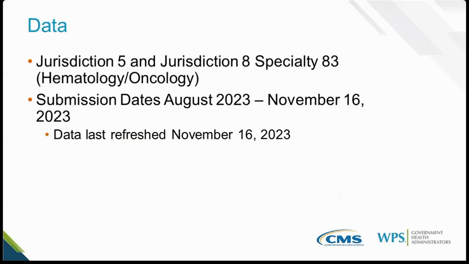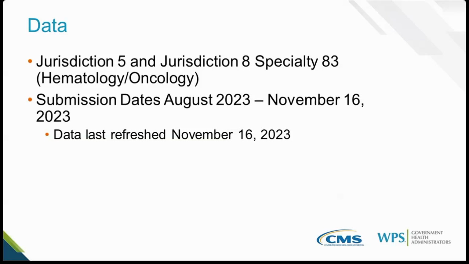So let's talk about the data that I'm sharing today. The data that I'm talking about in the next few moments is all Specialty 83 submitted claims for jurisdictions 5 and 8. That means the states of Iowa, Kansas, Missouri, Nebraska, Indiana, and Michigan collectively. While the dashboard does allow us to drill down by a specific state or states, and even counties, I pull data for our entire jurisdiction, so all 6 states.